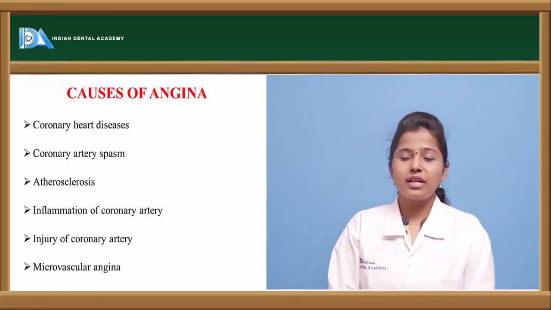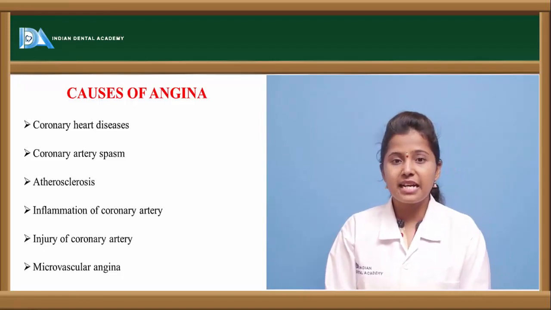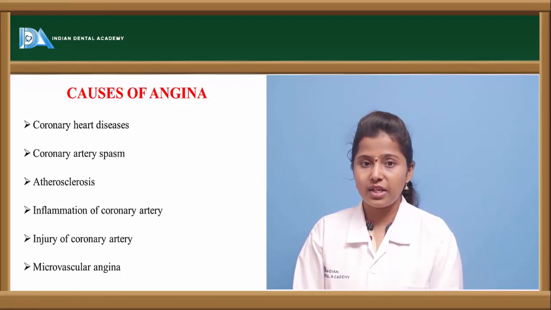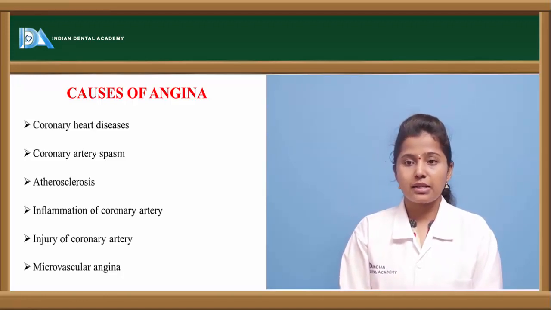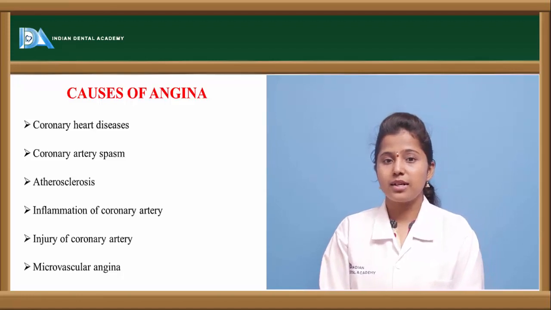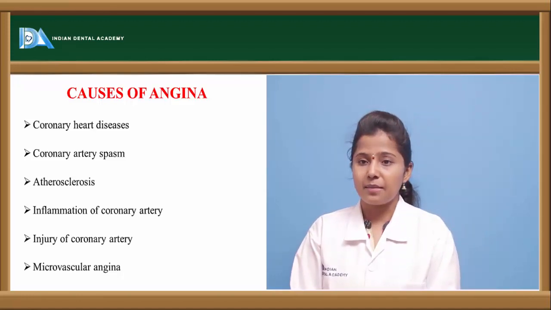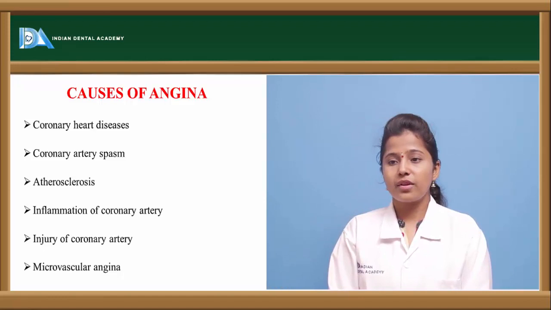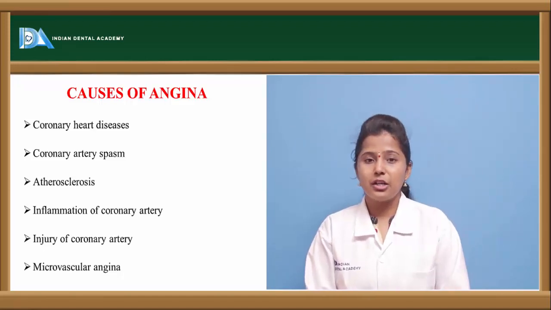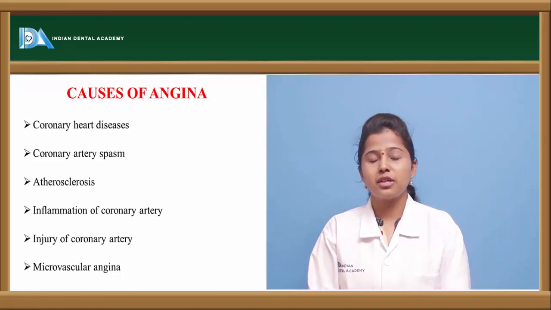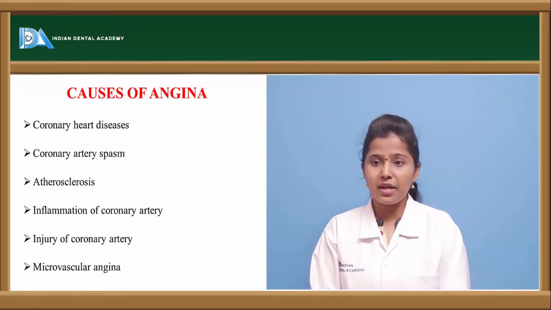And the other one is coronary artery spasm. If there is any spasm in the coronary artery, there won't be proper blood supply. And atherosclerosis. Atherosclerosis is one of the cardiovascular disorders along with which angina can occur. Inflammation of the coronary artery. Injury of the coronary artery. If there is any injury or inflammation to the coronary artery, then angina can be caused.